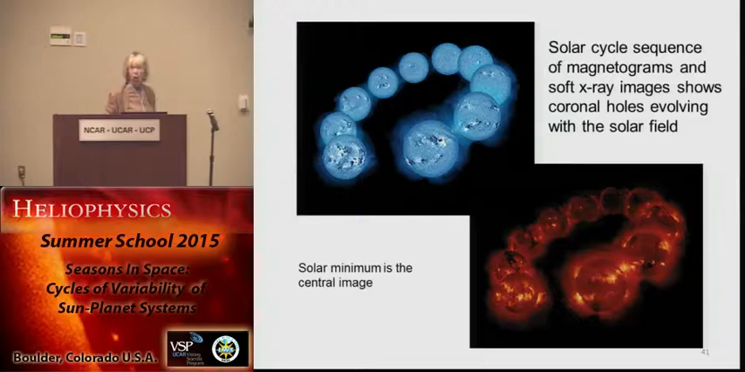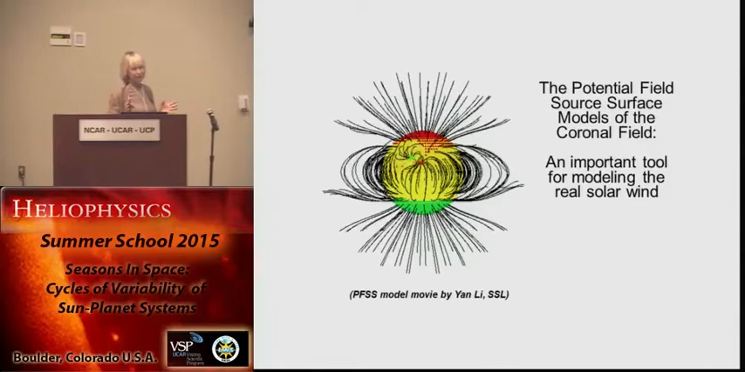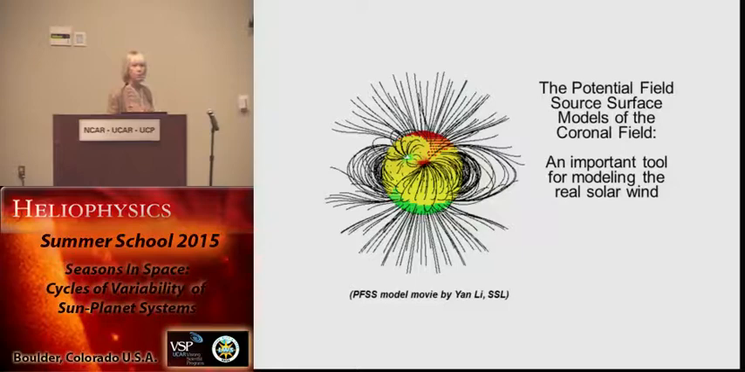If you learn nothing else in your career about the corona and you're working in solar physics, learn to use or frequently consult the potential field source surface model. It is an incredibly valuable cognitive learning tool for visualizing what is happening in the corona at any one time based on what's happening in the magnetic field.